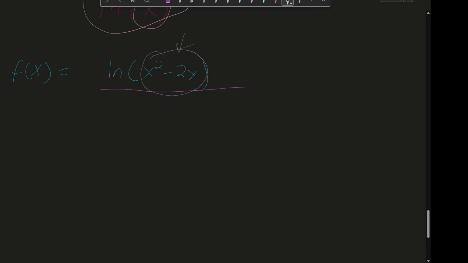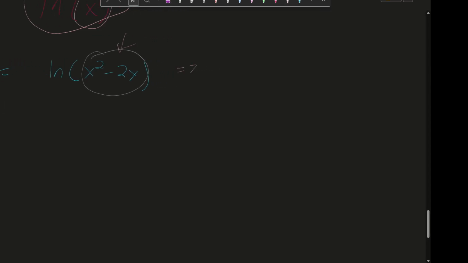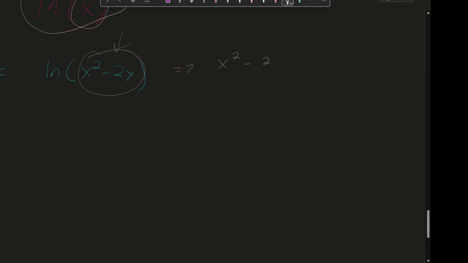You don't have a fraction. You just have an ln function with an argument inside. So to find the domain, you just take the inside argument and set that equal to 0. Factoring out an x, you'll have x times x minus 2 equals 0, which implies two solutions, x equals 0 and x equals 2. Those are two values that are going to give you 0 inside your ln function, which is not okay because we need values greater than 0.